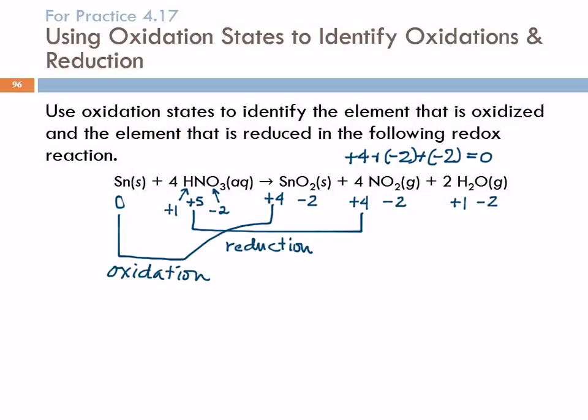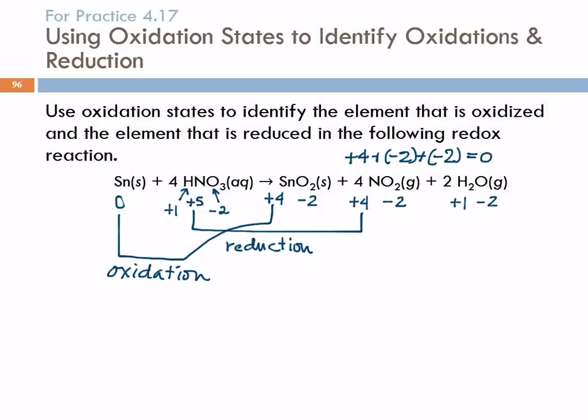And without looking at oxidation states, I dare you to figure out how it is that it's the nitrogen and not the hydrogen or the oxygen. The tin is easy. You don't have to look at oxidation states for that. But the nonmetals can get very tricky without oxidation states.